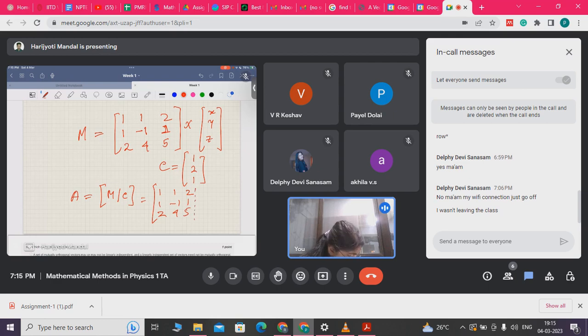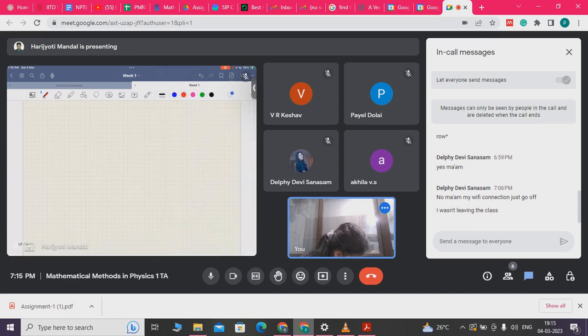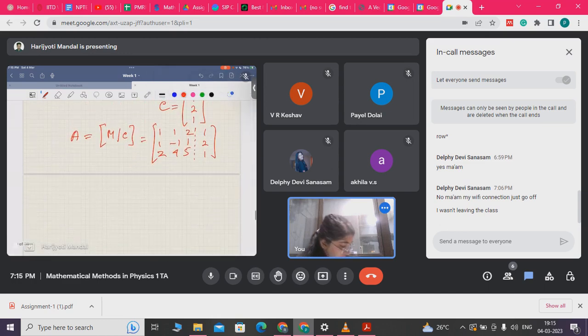The augmented matrix will be this. This is written as 1, 1, 2, 1, minus 1, 1, 2, 4, 5. Here we can write it this way. Okay, now we need row reduction. For row reduction, we have to make this point 0 and keep one row intact. Usually we keep the first row R1 intact.